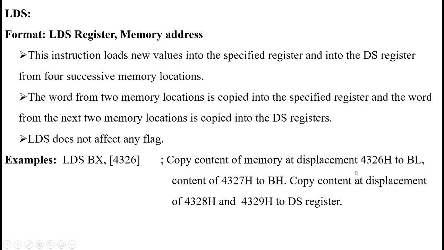So you can see here I have the address 4326H and the content of 4327H. That is the first location, second location. So that will be loaded in the BX register, lower BL, higher BH. Next, another two memory locations, copy content and displacement, that is 4328 and 4329. Those two values will be loaded in the DS register. That is the meaning of LDS.